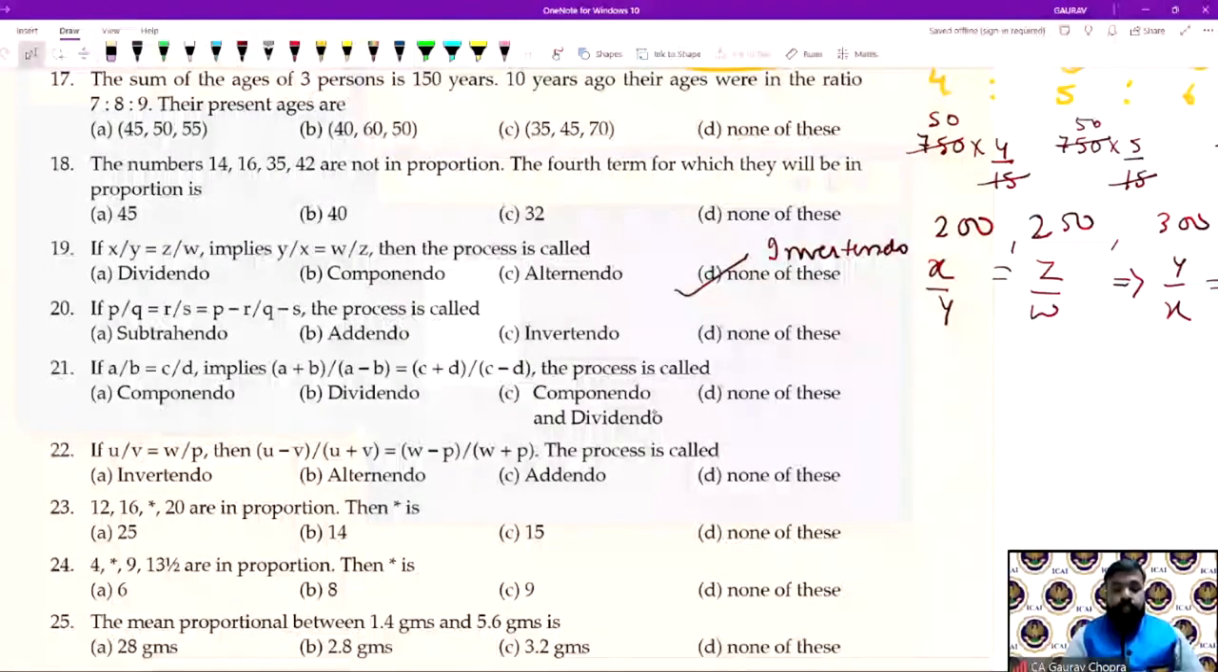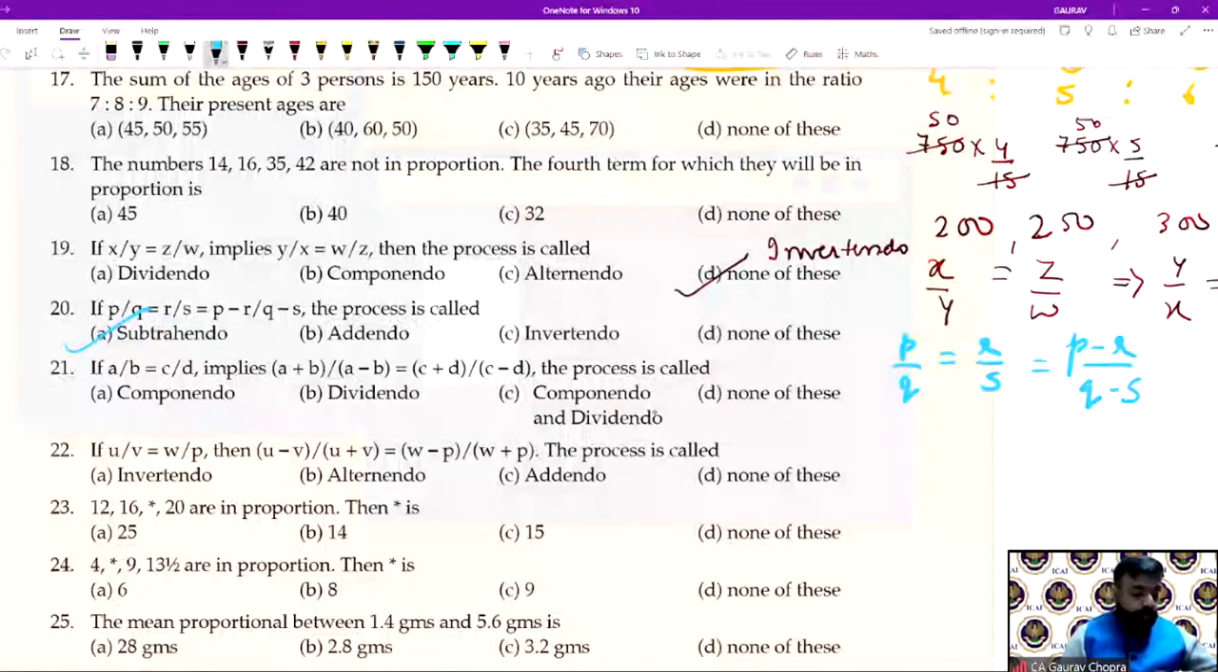Then 20. p by q is equal to r by s. And we are writing it as p minus r upon q minus s. Since we are subtracting, this process is known as subtrahendo. So we will take option number A, subtrahendo. All right? Yes.